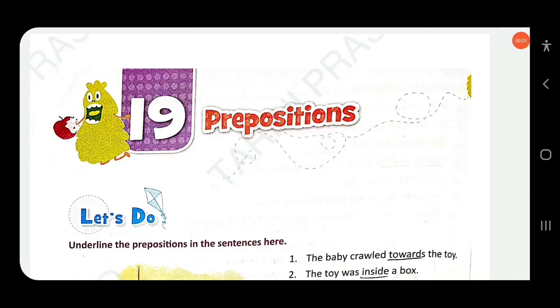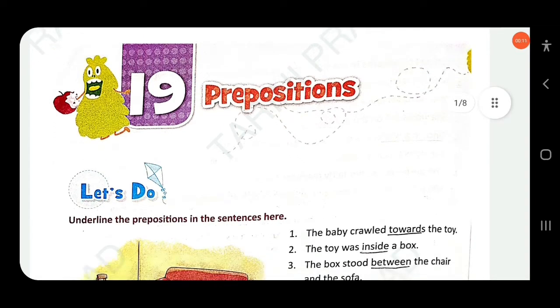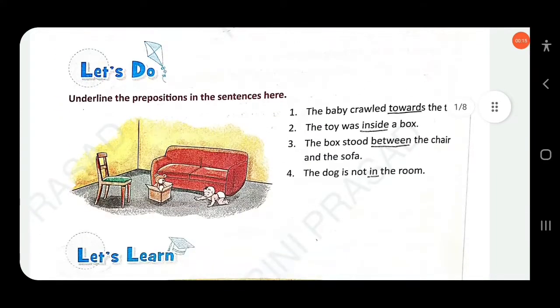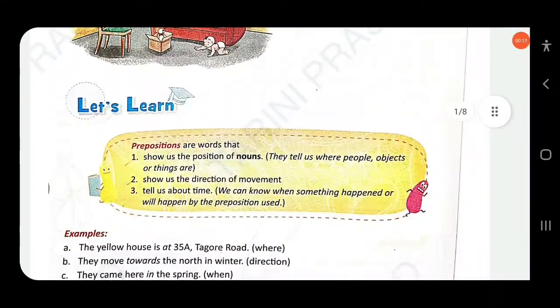Dear students, in this video we'll discuss Class 5 Oxford New Learner's Grammar and Composition, Chapter 19, Prepositions. This is the most important part of speech among the eight. We use prepositions to show the position of a noun in a sentence.